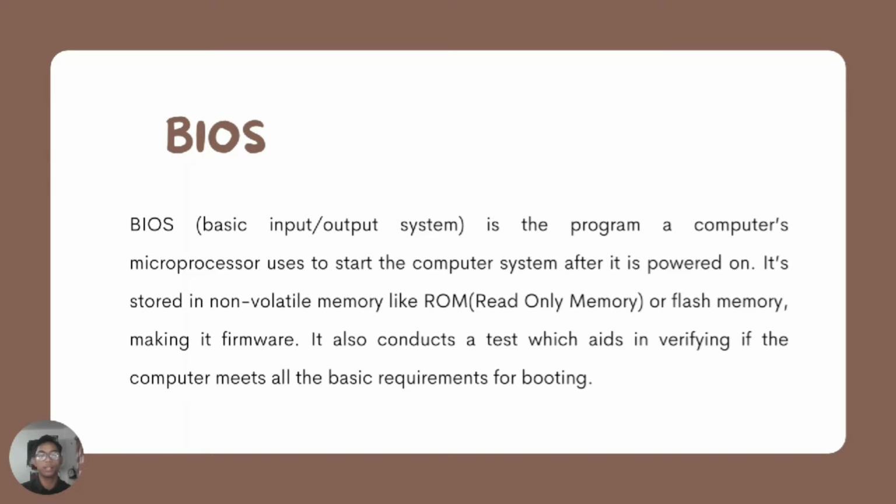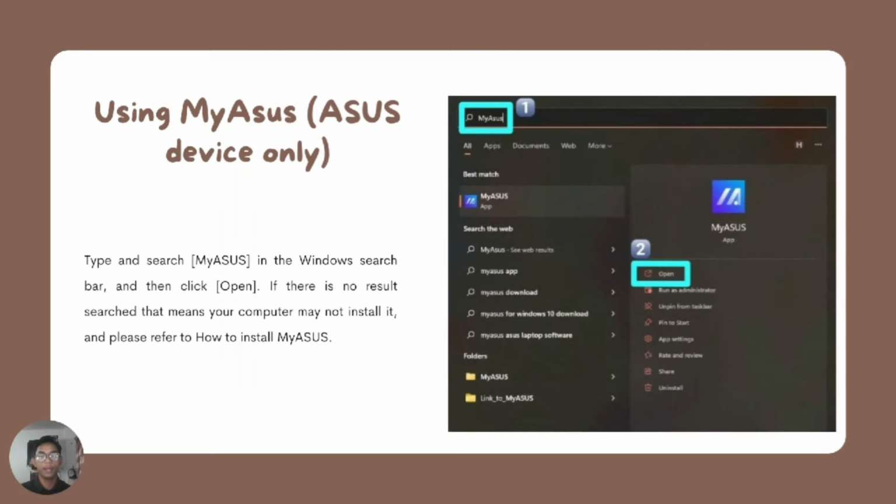BIOS is the program a computer's microprocessor uses to start the computer system after it is powered on. It is stored in non-volatile memory like read-only memory or flash memory, which makes it firmware. It also conducts a test which aids in verifying if the computer meets all the basic requirements for booting. And I'm using my Asus, which is the Asus device only.